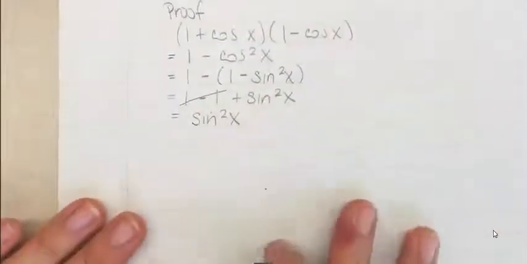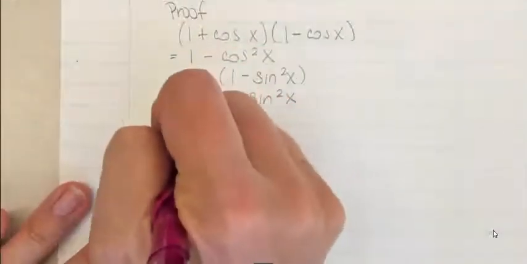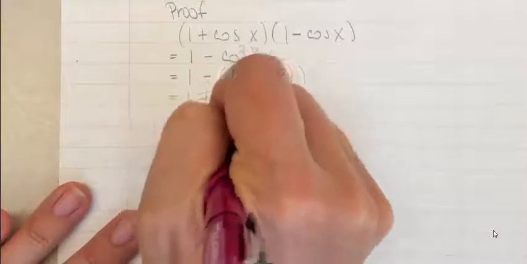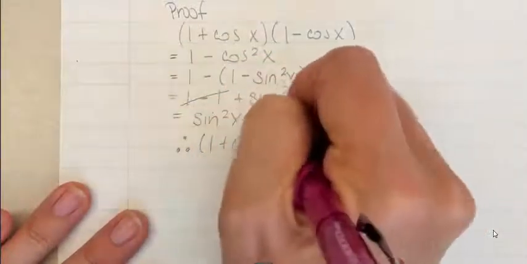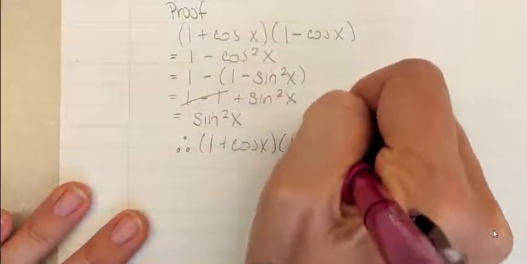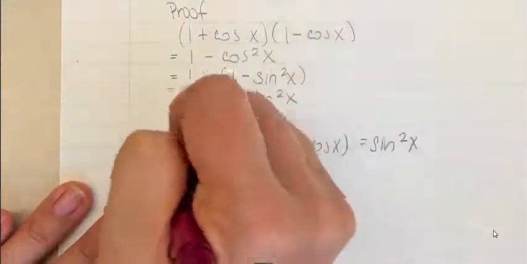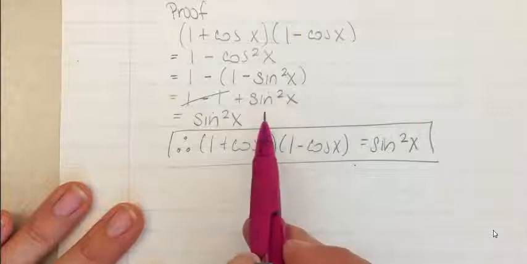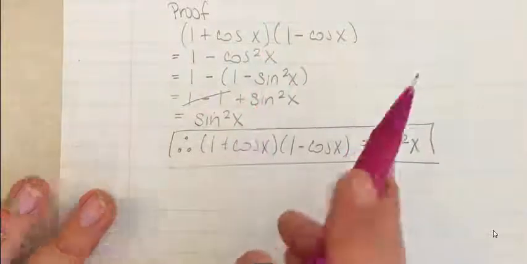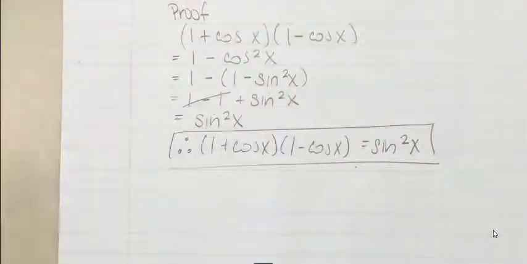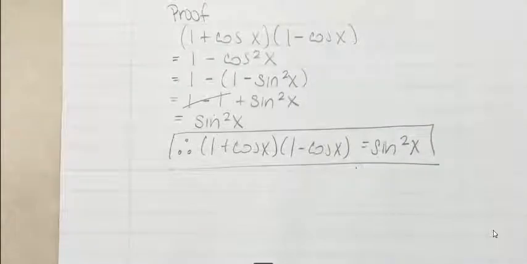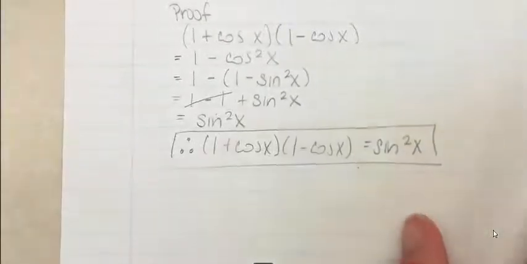So that worked, and now I can say that the quantity 1 plus cosine x times the quantity 1 minus cosine x is in fact equal to sine squared x. Showing it by proving it, right? Okay, that was example 3. Let me find another piece of paper. Let's do example 4.